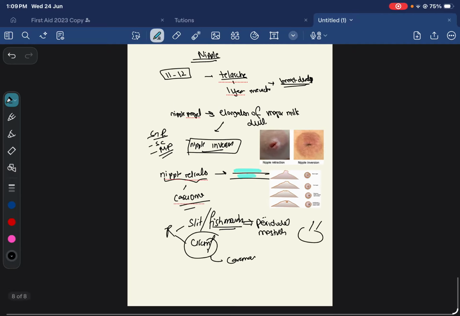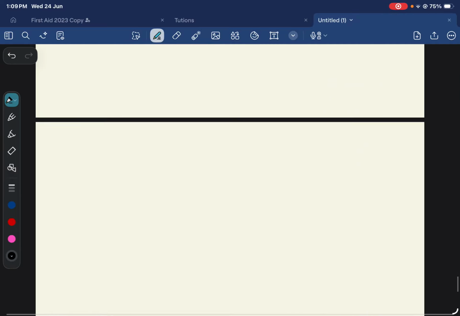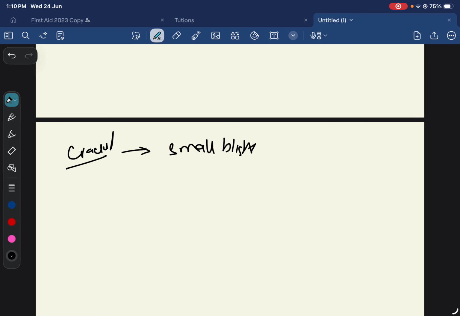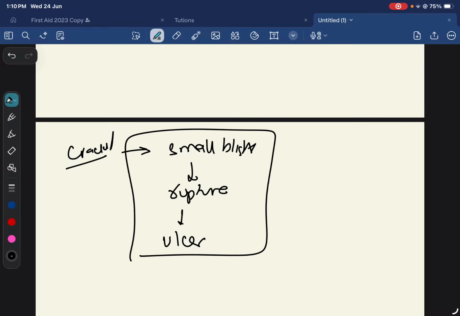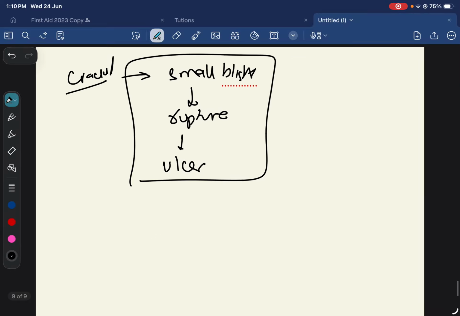Now we're going to be talking about the cracked nipple. A cracked nipple basically occurs during the time of feeding. It initially starts as a small blister. First, a small blister forms. After that, it is going to rupture. After rupturing, it's going to lead to an ulcer, and then eventually a cracked nipple is seen.